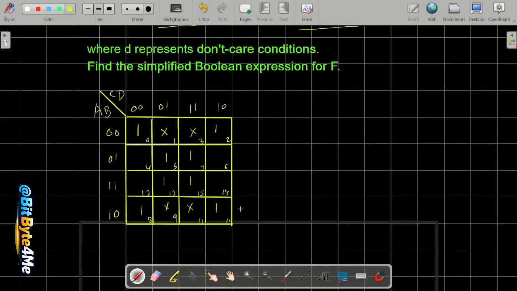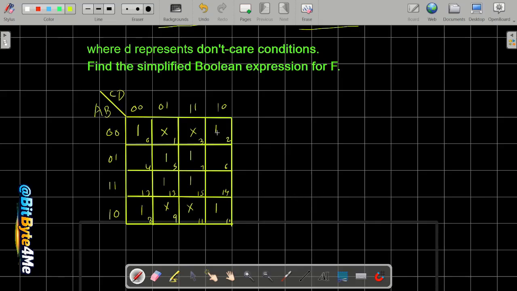We put them as a cross, and the other min terms are written with the symbol or digit 1. All the min terms m0, m2 and so on are written with 1. So this is the K-map for this.